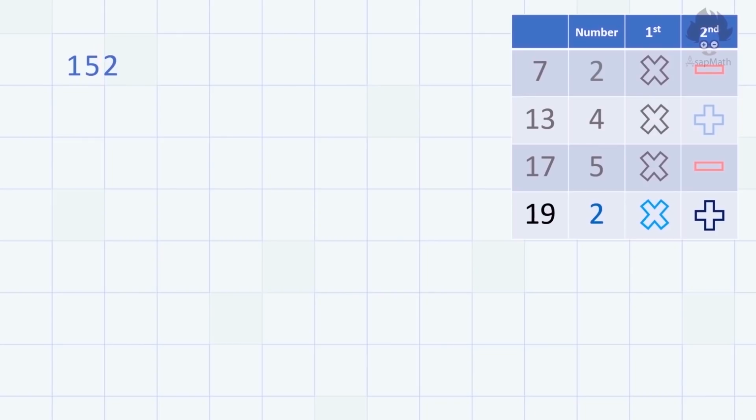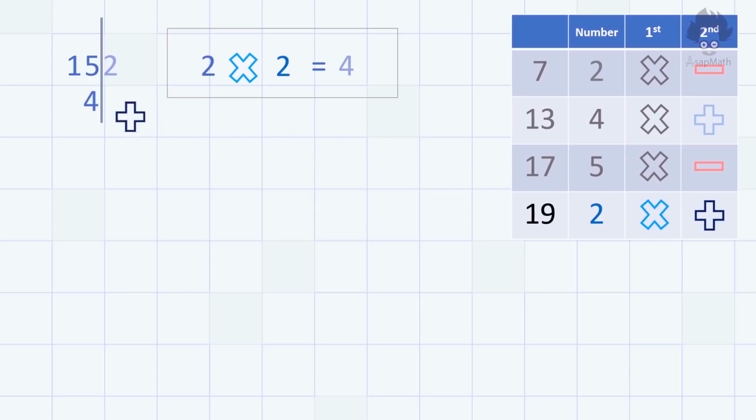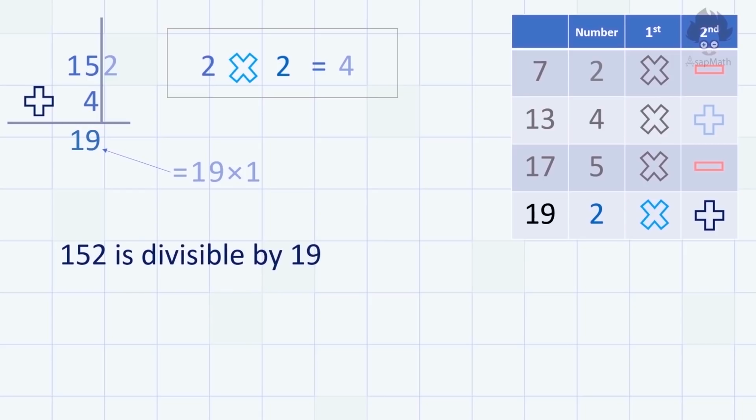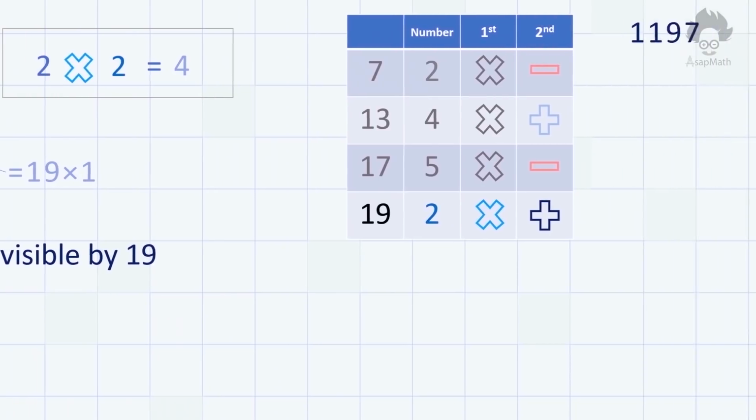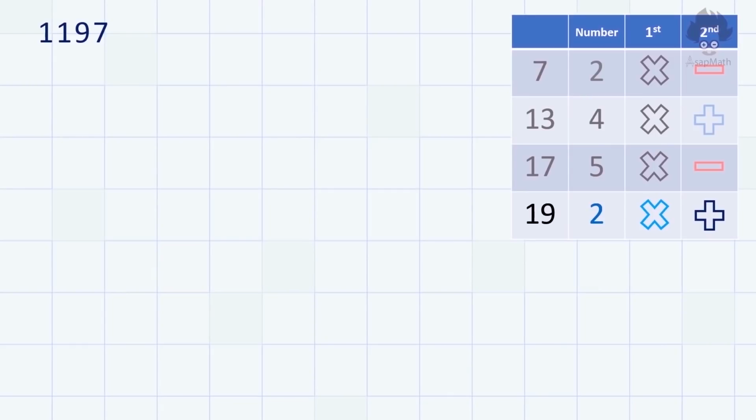Here, the last digit is 2 and it is multiplied by 2. Then the answer is 4. It is added to the remaining number. Answer is 19. So it is divisible by 19. Then the whole number is divisible by 19. Let's go to another example.